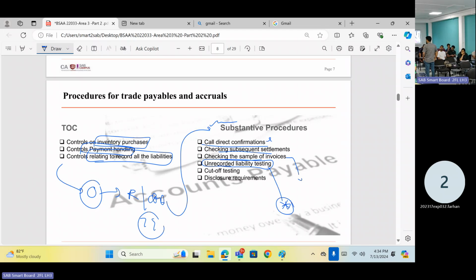So there is a risk of what? Understated liabilities. So management may understate liabilities. So there may be unrecorded liabilities in the books. Unrecorded liabilities. How are we going to check that? Is there any unrecorded liability in the organization? What are the tests? What are the procedures you have to perform to evaluate unrecorded liability?